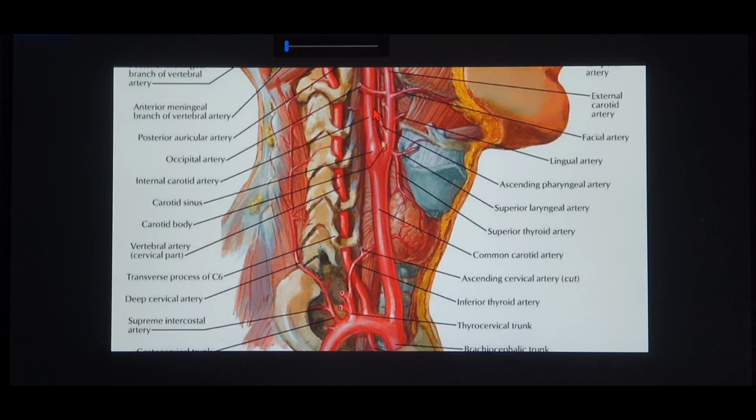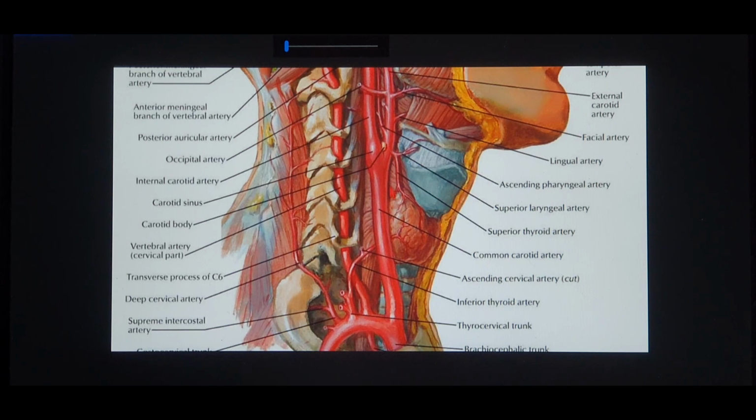Now moving up, you can see this is the internal carotid artery. Now this internal carotid artery, the cervical part, lies in front of the transverse process of the first three cervical vertebrae, as you can see over here, first, second and third.